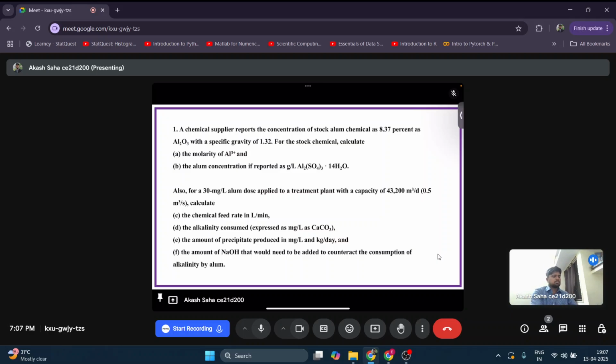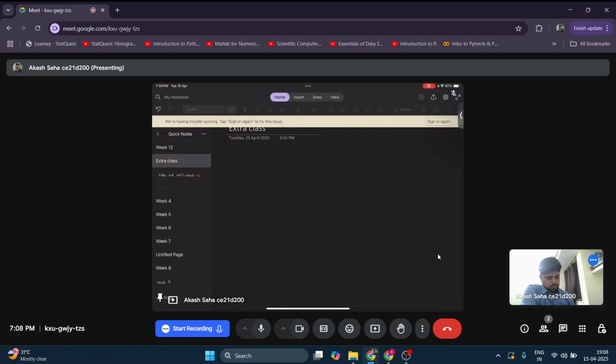Let's see the solution. So this is the first question, part A. It has been given that the density of the stock solution is around 1.32 kg per liter. When density is given, it's easier to calculate the concentration.